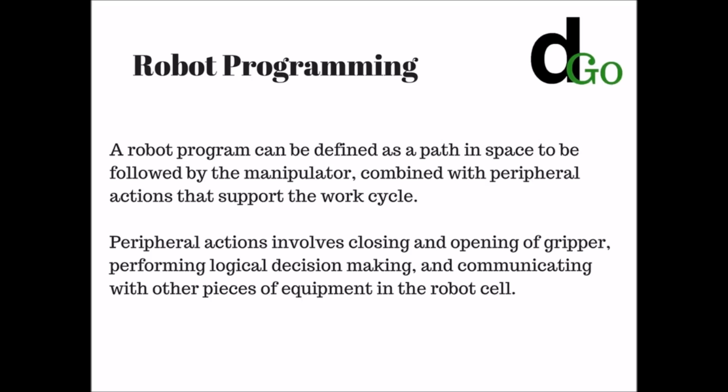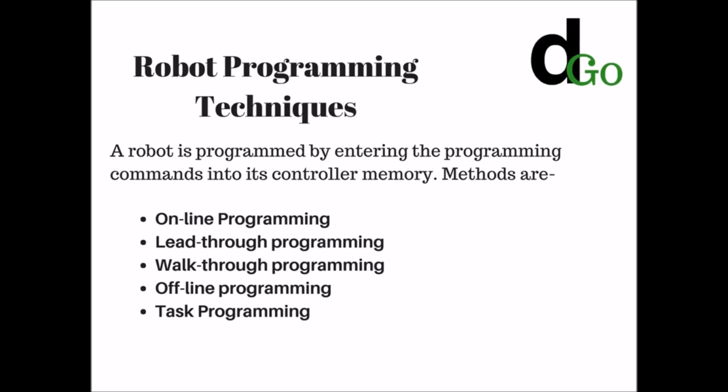Talking about robot programming, a robot program can be defined as a path in space to be followed by the manipulator, combined with peripheral actions that support the work cycle. These peripheral actions involve closing and opening of the gripper, which is the hand of the robot, performing logical decision making and communicating with other pieces of equipment in the robot cell. There are various techniques in robot programming, and different methods for entering the programming commands into the controller memory. These are the basics: online programming, lead through programming, walkthrough programming, offline programming, task programming.